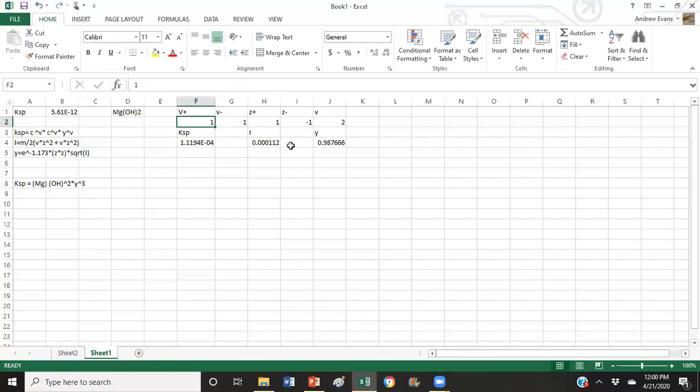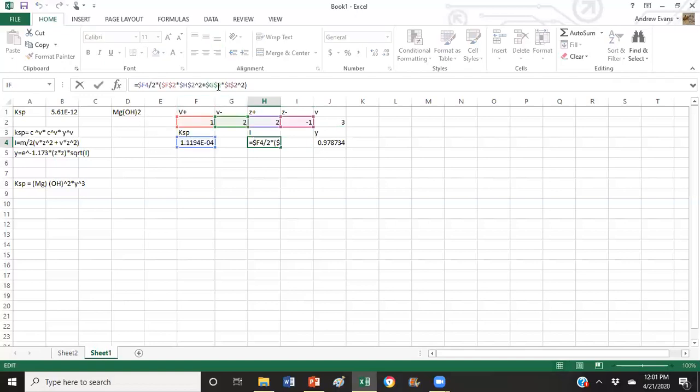So the V plus for magnesium is 1, but the V minus is going to be 2 because we have double that. The Z plus is going to be 2, Z minus is 1, and V is now 3. So looking at that, taking into account all those things, and so that's carried in. Average of those, we have a greater ionic strength than we would have predicted. Let's see how the gamma changes.